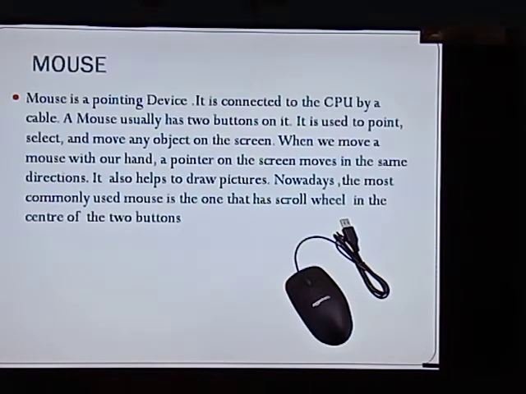Nowadays the commonly used mouse is one that has a scroll wheel in the center of 2 buttons. Yes, it is true. This is a kind of mouse which is called optical mouse, which has a laser light. So this is the mouse which we learned, an important part of our computer.